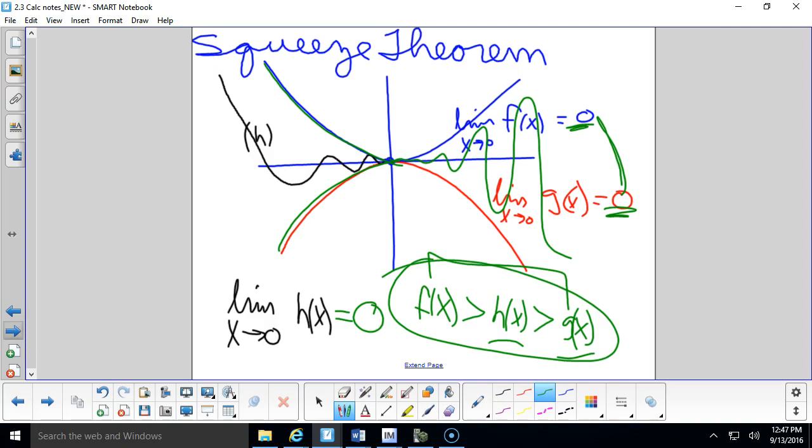I'm not going to ask you to use it, but occasionally, like I said, it comes up in the book. Kind of have that in the back of your head. Oh yes, they just get squeezed in the middle.